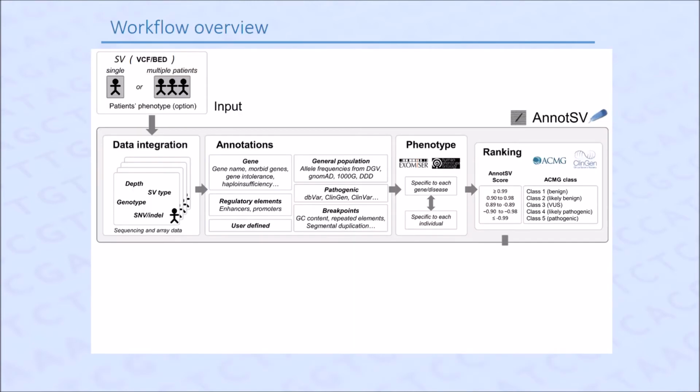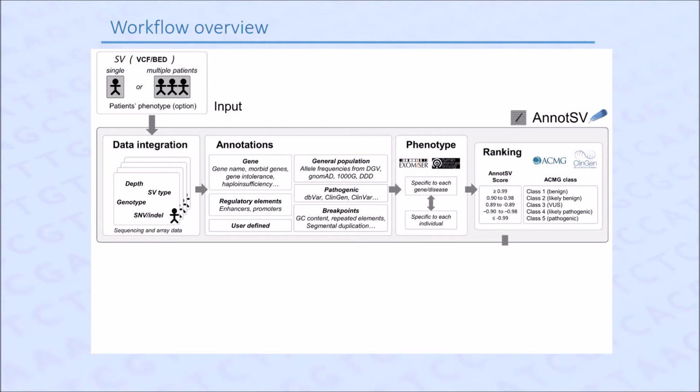Okay, so here is the overview of the AnnotSV workflow. First, the user needs to submit the SV genomic coordinates from a single patient or from multiple patients. In this way, AnnotSV provides to the user two different input file formats, a BED or VCF file, and AnnotSV is compliant with all types of SV. Many options can be set in input, as the genome build, for example, that is very important.